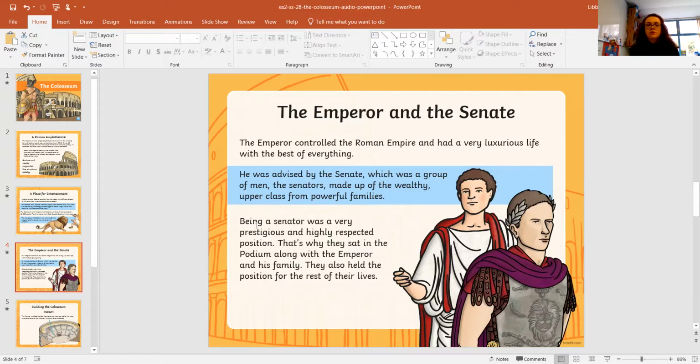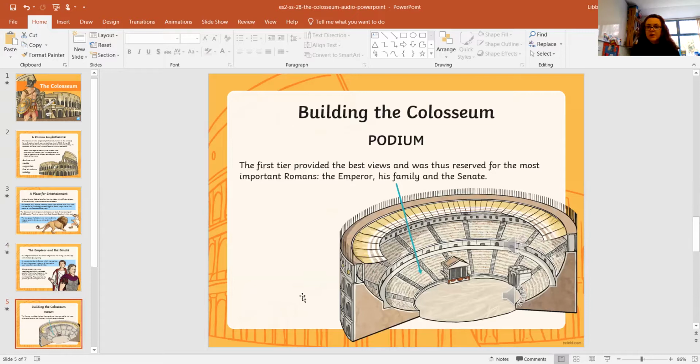Makes sense. He was advised by the Senate, which was a group of men. They were normally wealthy, upper class, very powerful families. So being a senator was a very prestigious and highly respected position. And they would also then get to sit at the podium as well, along with the emperor and his family on there. So that was the best spot that you could have in the Colosseum, and you can see that on here.